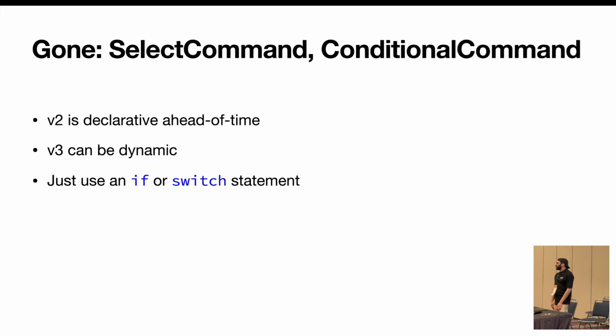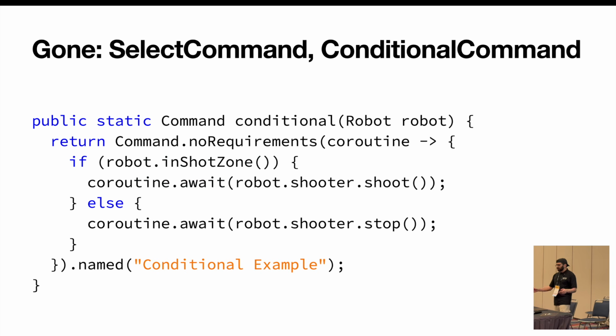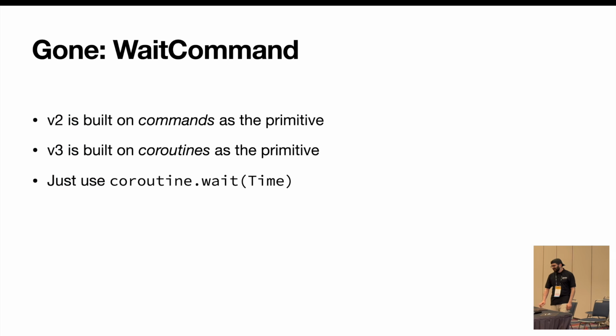Select command, conditional command, also not necessary. Use an if statement. That's all you need to do. Wait command, kind of similar. Because V2 is built on commands and has those primitives, you have to use commands for everything. So you have to write a new wait command, or you do Commands.wait, or whatever API you feel like using.